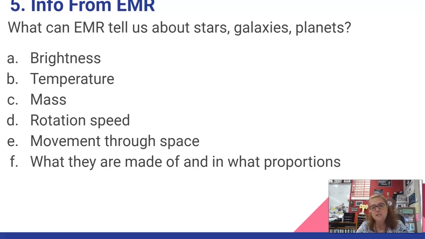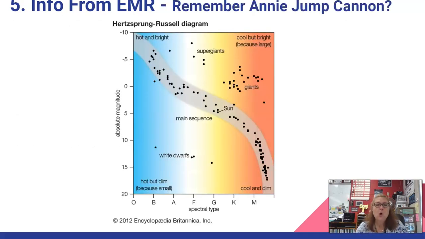So we can look at these spectra and also determine what elements or what compounds are in there, and in what proportions. So look how much we can tell by EMR about our stars, galaxies, and planets. It's pretty amazing, isn't it? Okay, let's go on.